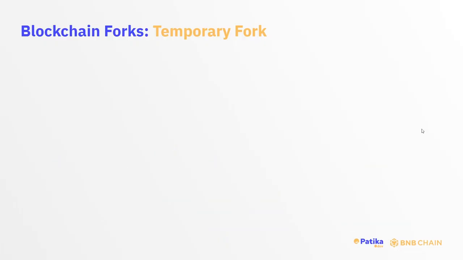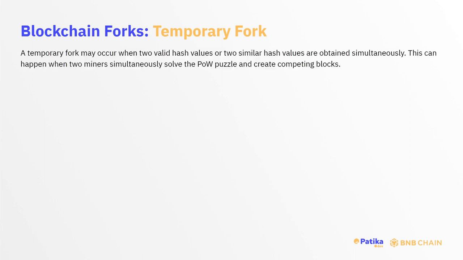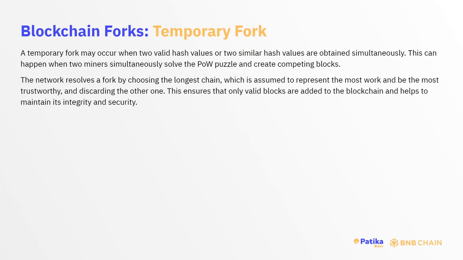Okay, let us talk about blockchain forks. We will start with temporary fork. A temporary fork may occur when two valid hash values or two similar hash values are obtained simultaneously. This can happen when two miners simultaneously solve the proof of work puzzle and create competing blocks. The network resolves a fork by choosing the longest chain, which is assumed to represent the most work and be the most trustworthy, and discarding the other one. This ensures that only valid blocks are added to the blockchain and helps to maintain its integrity and security.